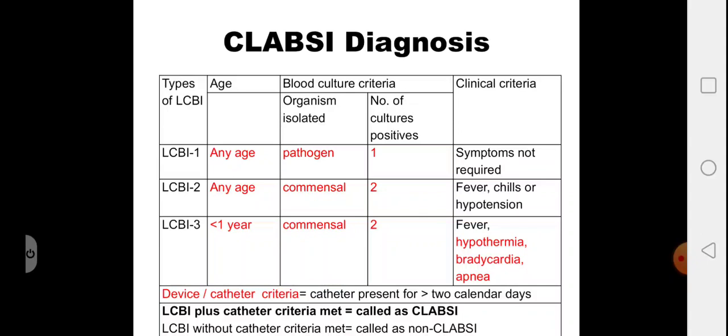So this LCBI, be it any type, along with the catheter criteria, that is presence of the catheter for more than 2 calendar days or more than 48 hours, is considered as CLABSI. If there is laboratory confirmed bloodstream infection without the catheter criteria, then it is not CLABSI.